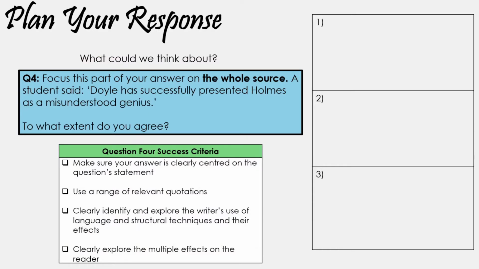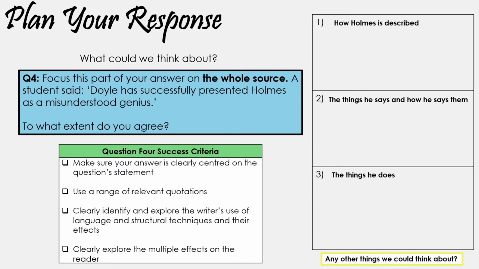Now if you don't have a copy of the exam paper so you can't highlight, it may be useful to set it out like this. Each box on the right hand side represents 1 paragraph, and each paragraph should be about a different topic. For example, you could write 1 paragraph about how Holmes is described, a 2nd paragraph about the things that he says and how he says them, and a 3rd paragraph about his actions. Or you might have had another idea for a paragraph, and that's fine as well.